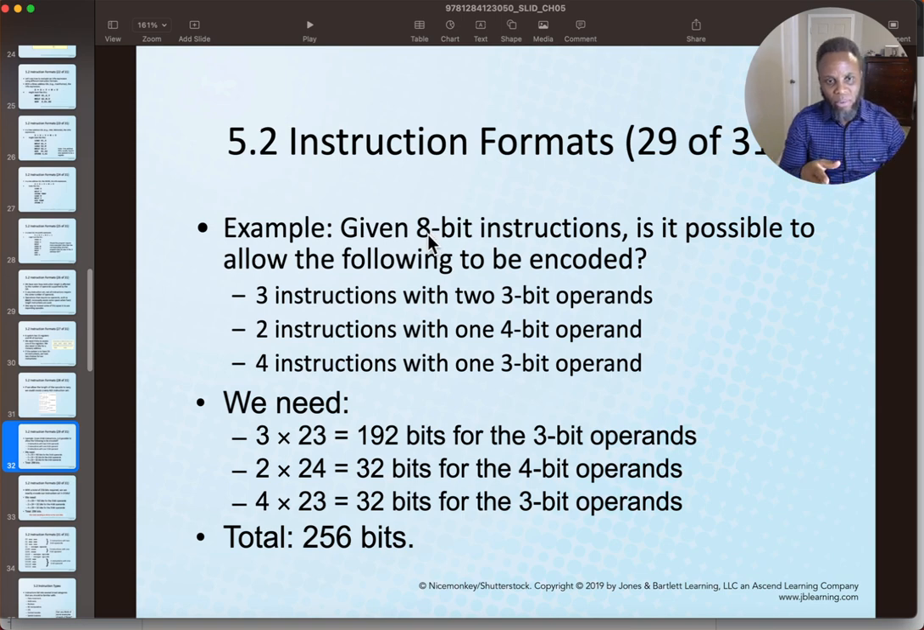So here's an example. Given 8-bit instructions, remember, an instruction is opcode and operand. Is it possible to allow the following to be encoded? 3 instructions with 2 3-bit operands, 2 instructions with 1 4-bit operand, and 4 instructions with 1 3-bit operand. So let's think about this for a second.